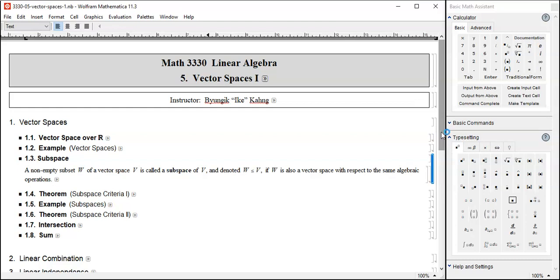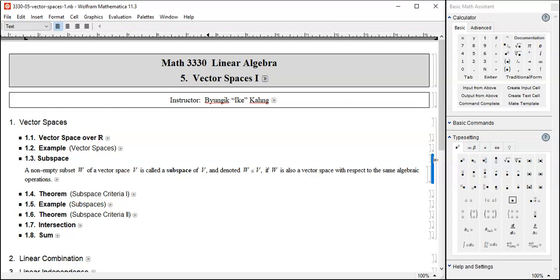The next topic is subspace. A non-empty set W of a vector space V is called a subspace if W is also a vector space with respect to the same algebraic operation. The key word here is the same algebraic operation. If we have two different algebraic operations, then V and W are unrelated in terms of vector spaces. As sets, one may be a subset and the other a superset, but if we have two different algebraic operations, they are unrelated.